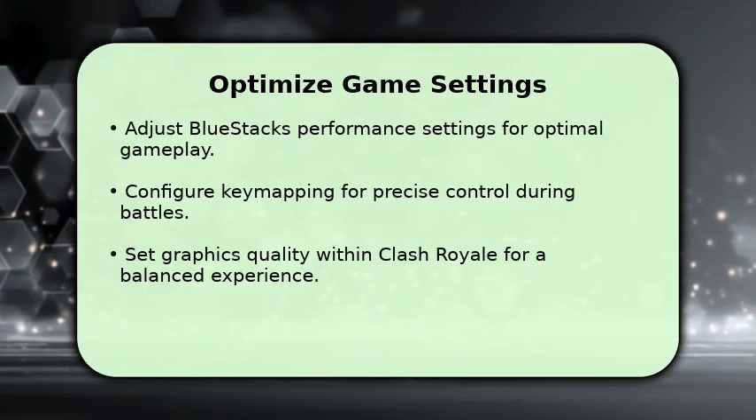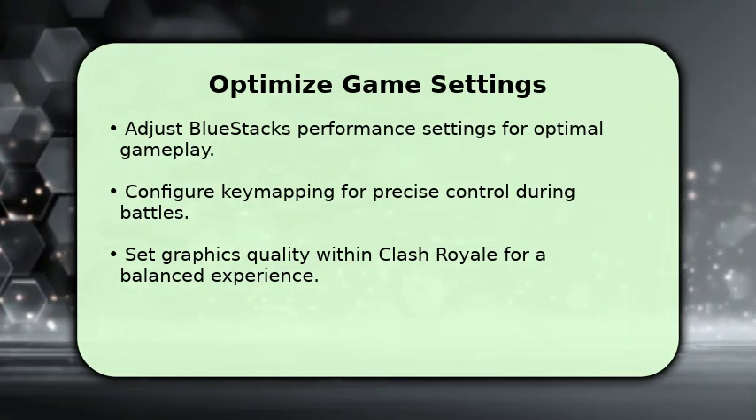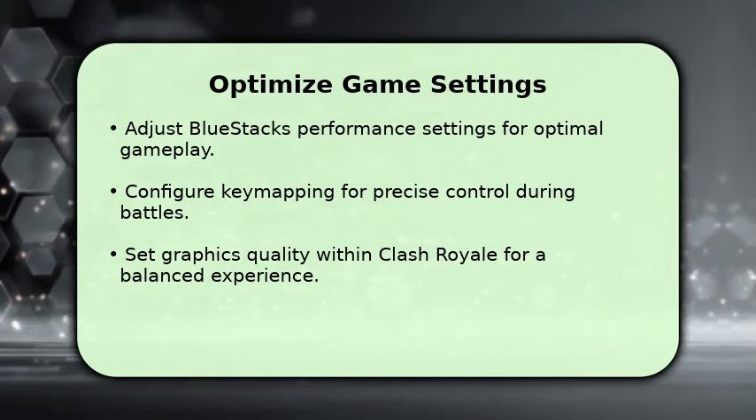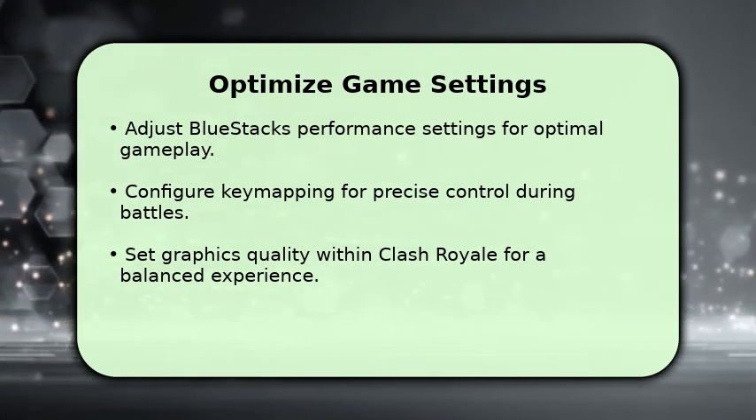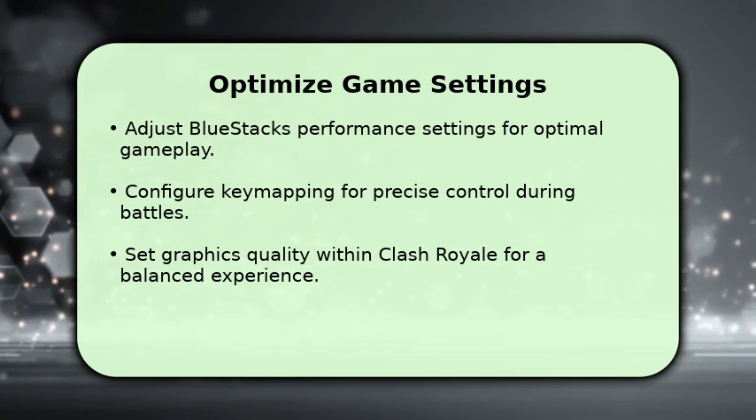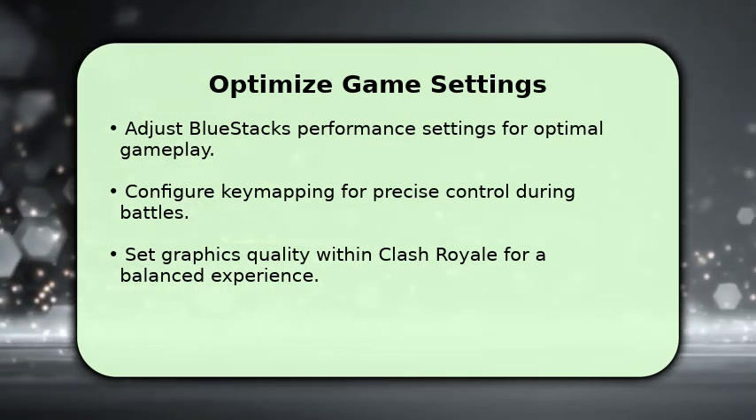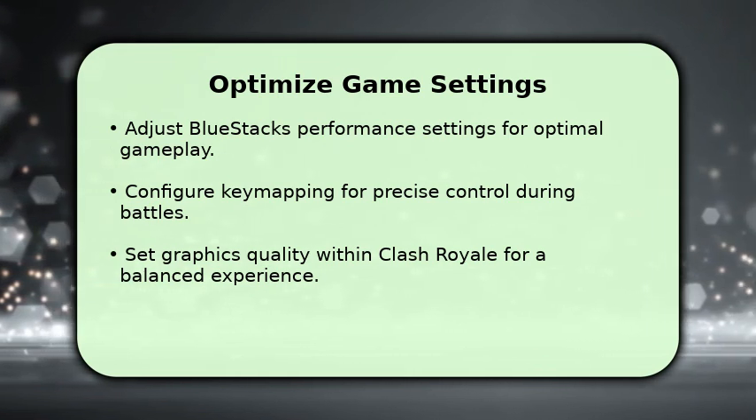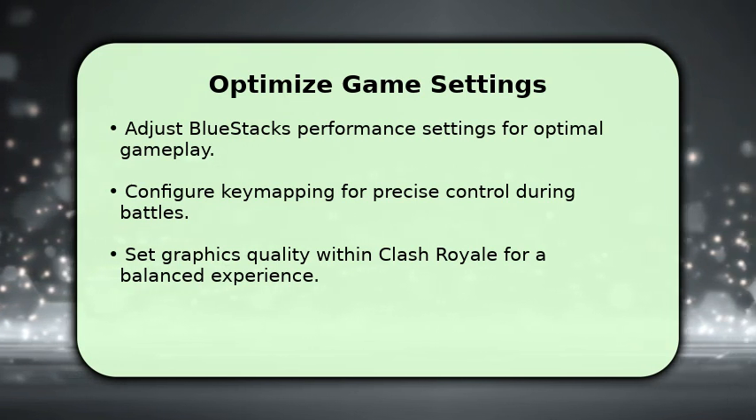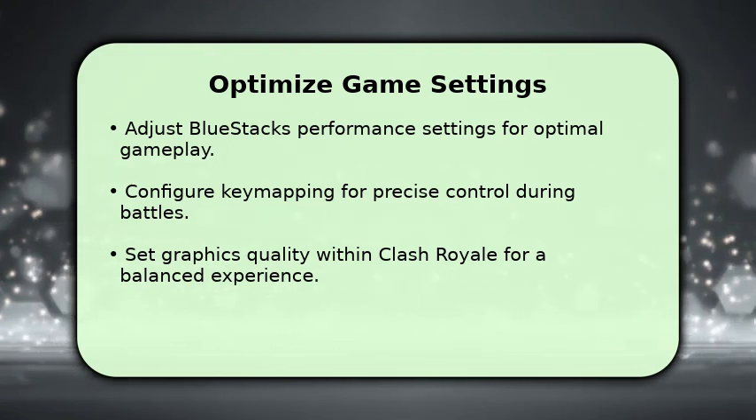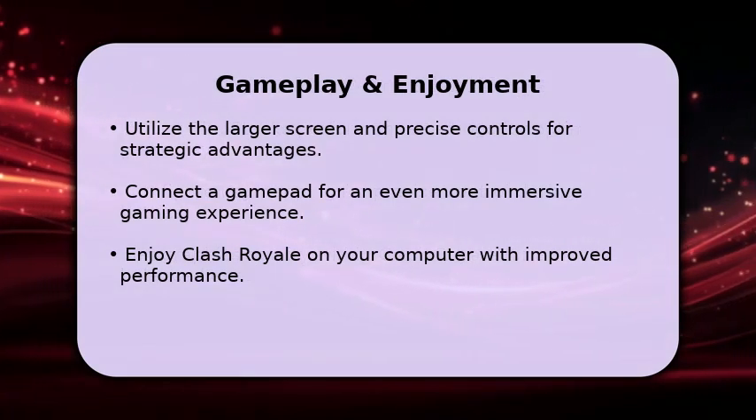To get the best performance, you should optimize your settings. Within Bluestacks, adjust performance settings like CPU core allocation and RAM to at least 4 cores and 4 GB respectively. Configure key mapping for precise control during battles, allowing you to place troops accurately. Also, set the graphics quality within Clash Royale to a balanced option for a smooth and enjoyable experience without any lag. Now you're ready to enjoy Clash Royale on your computer.